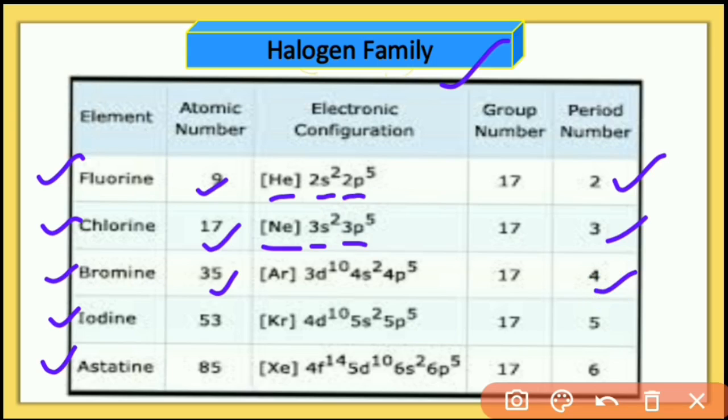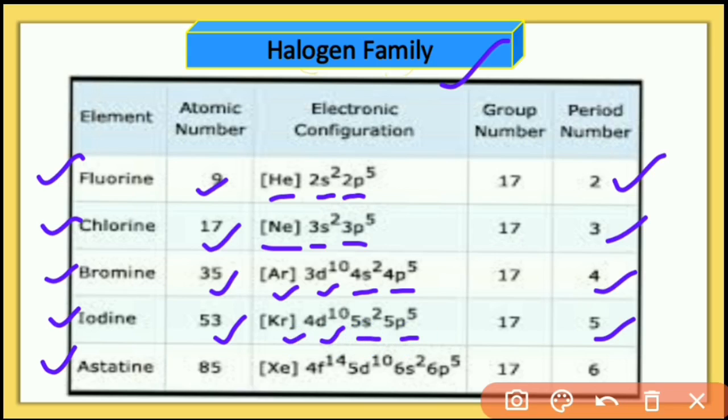So we can write the valence electronic configuration: argon 3d10. So after third period, the d orbital is filled. So we can write 3d10, then 4s2 4p5. Next, iodine atomic number is 53. It belongs in fifth period. So we can write the electronic configuration: krypton 4d10 5s2 5p5.